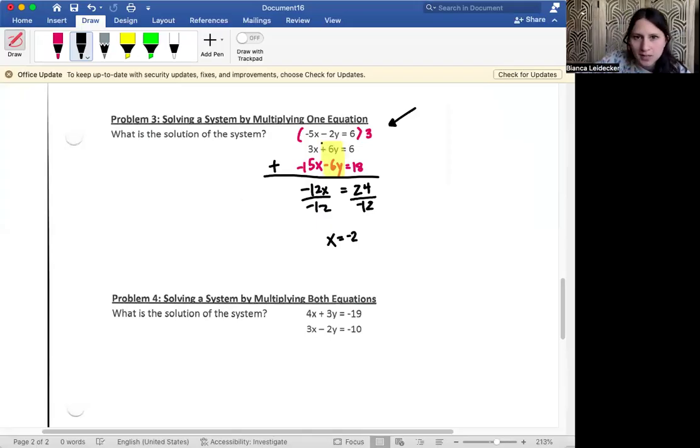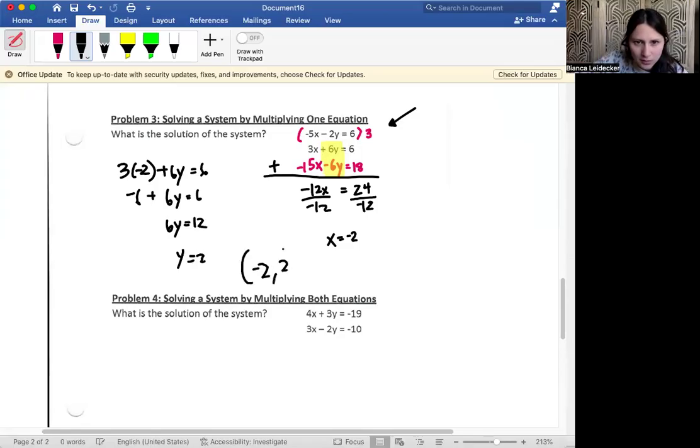So I'm going to pick the second equation. So 3 times -2 plus 6y equals 6. -6 plus 6y equals 6. Add 6 on both sides. 6y equals 12. Divide by 6, y equals 2. So my solution is -2, +2.